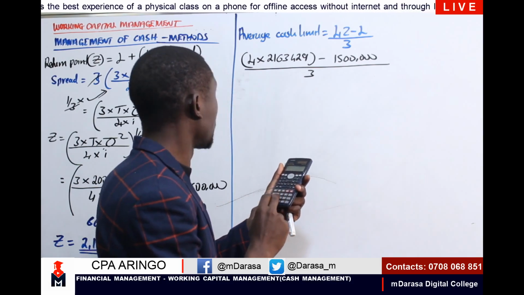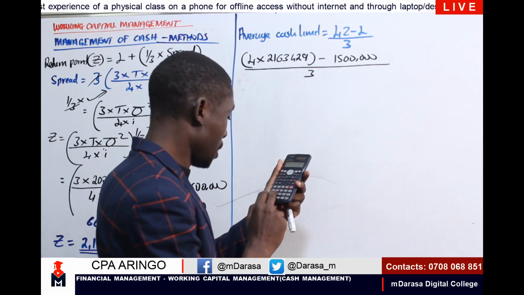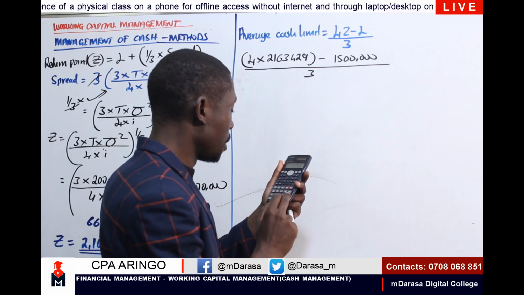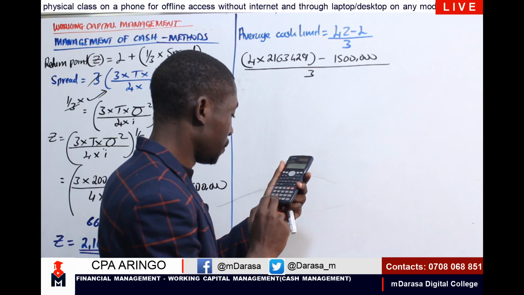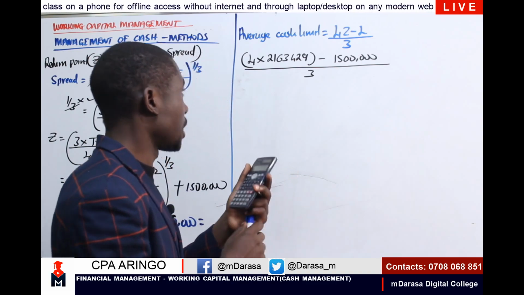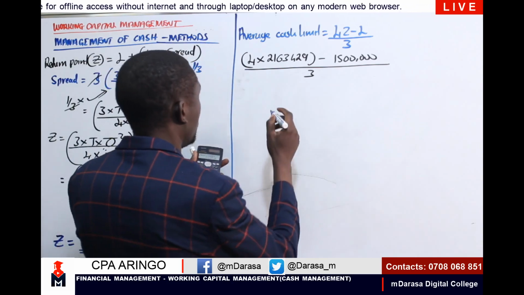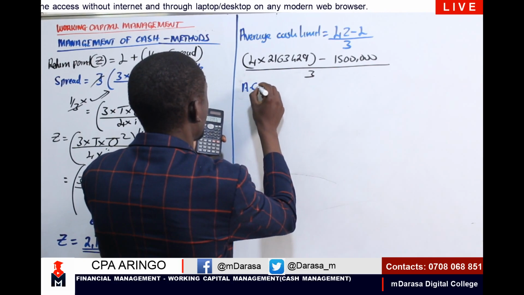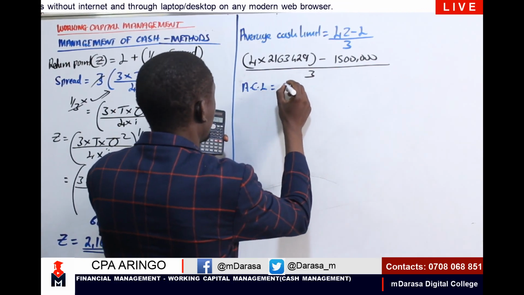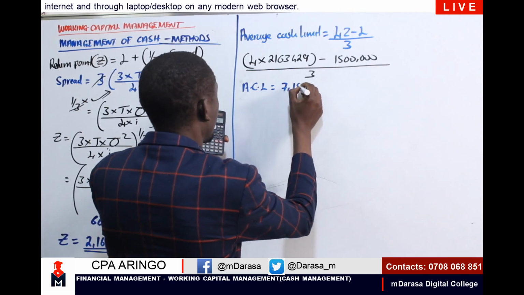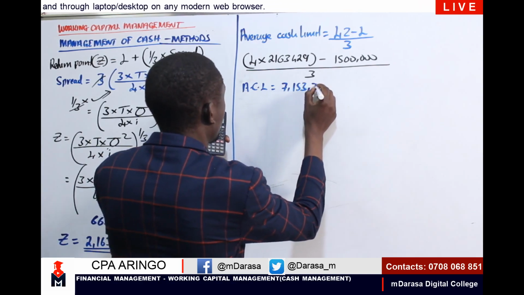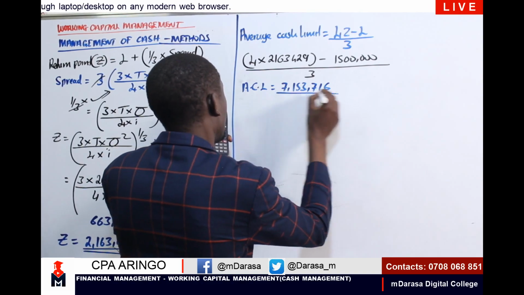I'm having 4 times 21, 63, 429, minus 1.5. So in this case, we can agree and say that we should be talking of how much? We should be talking of our average cash balance or limit. I'm getting 7,153,716. Kindly you can confirm.